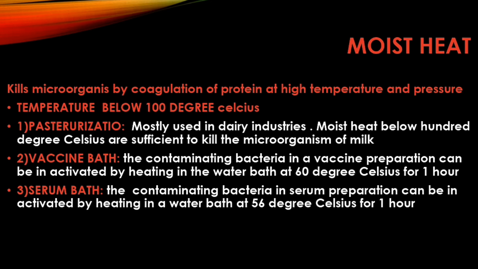So we use different types of moist heat. Let's see the moist heat below 100 degrees Celsius. Moist heat below 100 degrees Celsius is used in pasteurization, and this is mostly used in dairy industries. Moist heat below 100 degrees Celsius is sufficient to kill the microorganisms of milk, such as Salmonella, E. coli, or other microorganisms that are present in the milk.